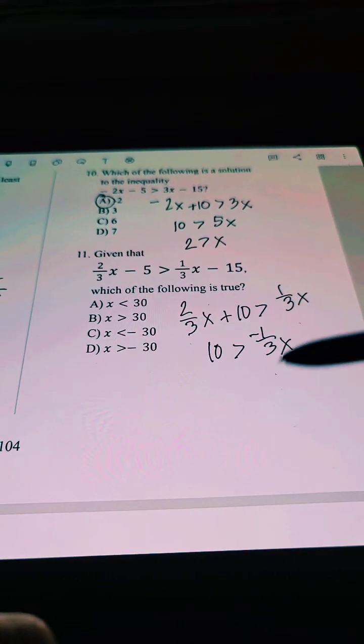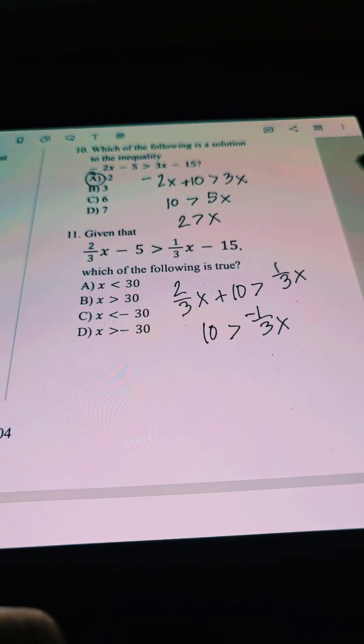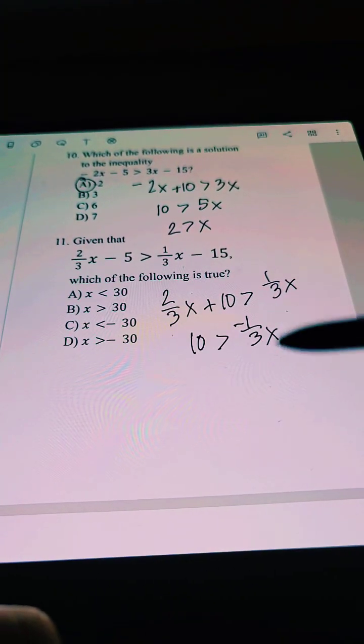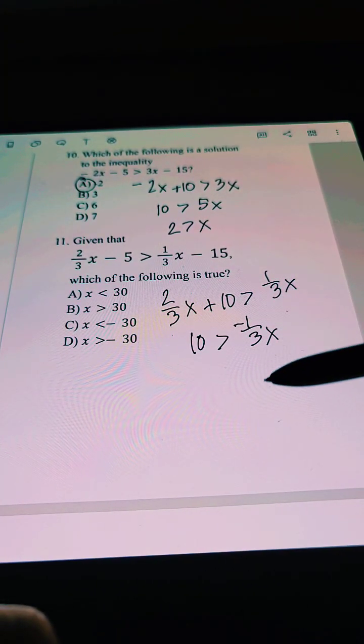Now here's where it's different than solving with an equal sign. Hold on, I think I have a little dot right there. Okay. When we want to get x by itself here, we're going to have to divide by negative 1/3.